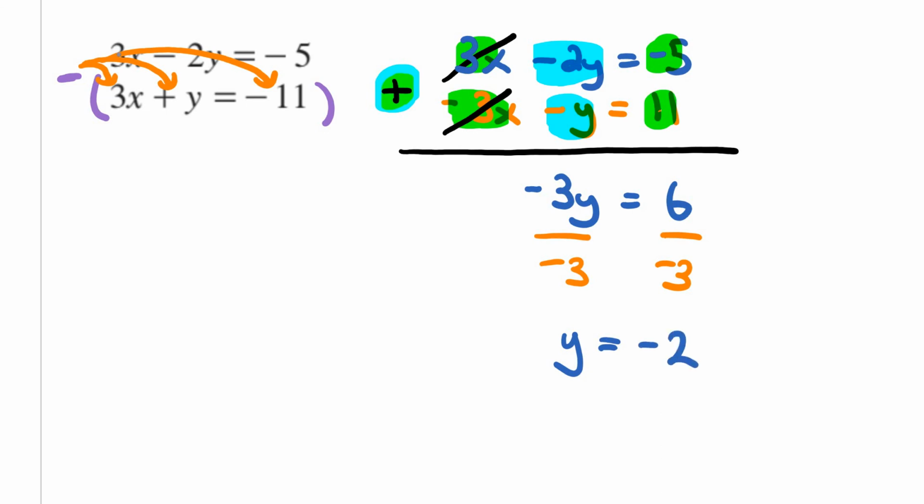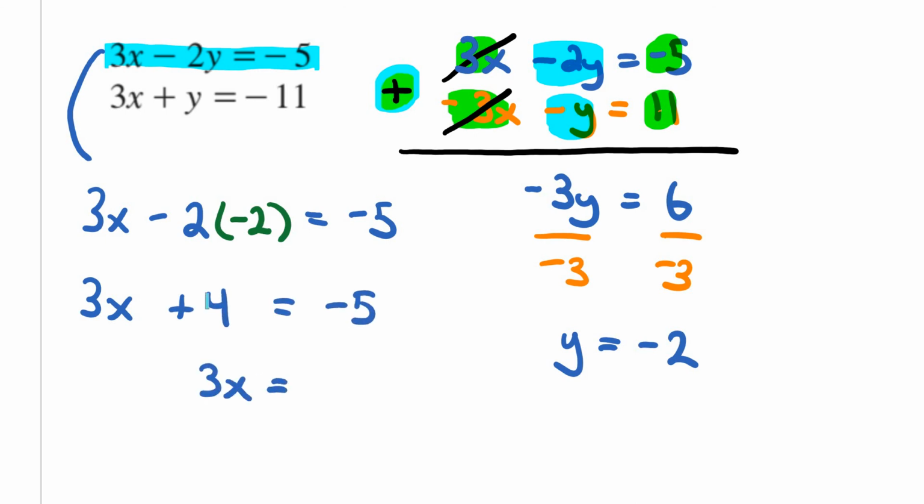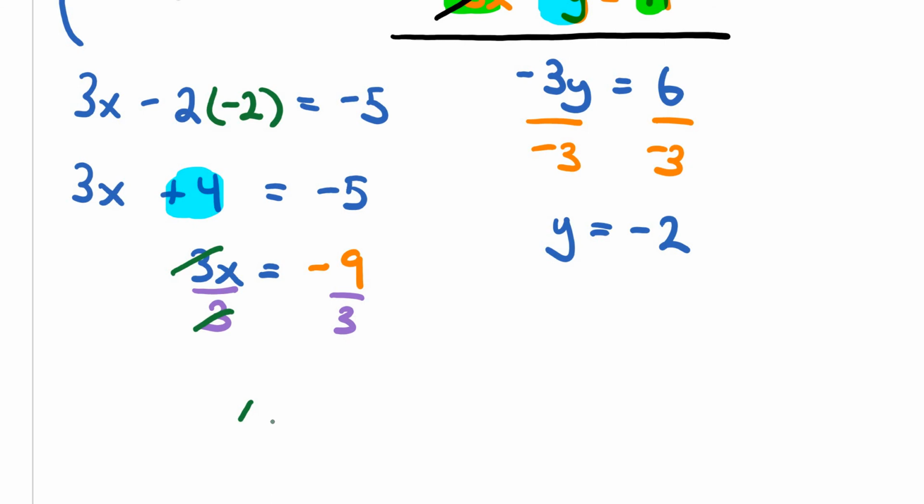All right, so now that I have my y variable figured out, let's go back to my very first equation, which is 3x minus 2 times the y variable, and y has a value of negative 2, equals negative 5. So I got 3x plus 4 equals negative 5, and 3x would equal, if I bring this positive 4 to the other side, negative 5 minus 4, which is negative 9. And then I can divide both sides by 3, and x would equal negative 3. So my final answer here is negative 3 comma negative 2.